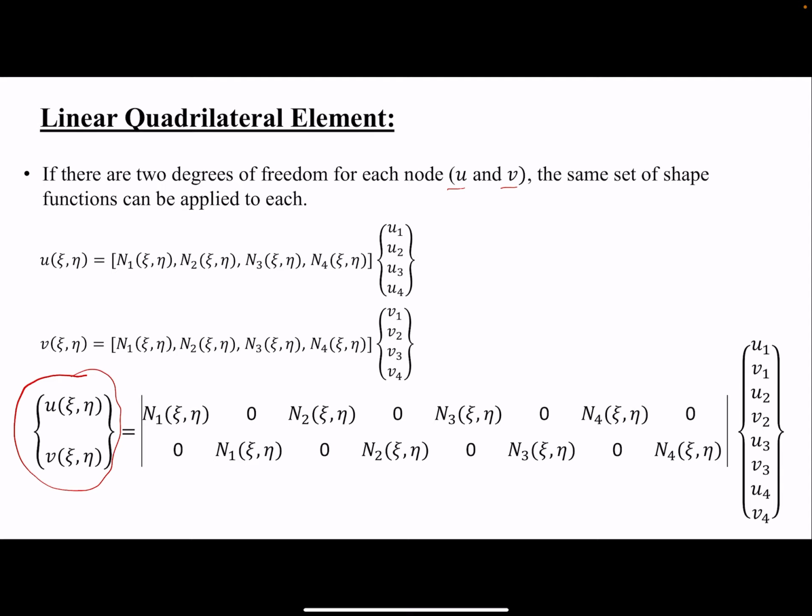then our nodal variables matrix would be 8 by 1. We have 4 nodes. Each node has 2 degrees of freedom, one in x and one in y, so we are going to have 8. And our shape function matrix will be 2 by 8. So our displacement field would be 2 by 1. So basically I did not calculate new shape functions. I just used the same shape functions for the x direction also for the y direction.